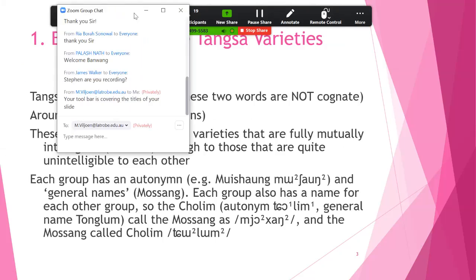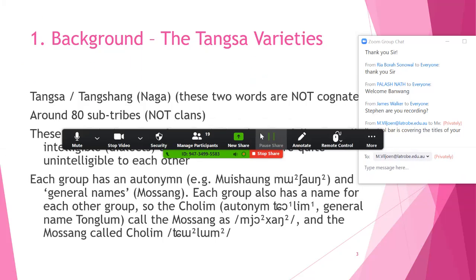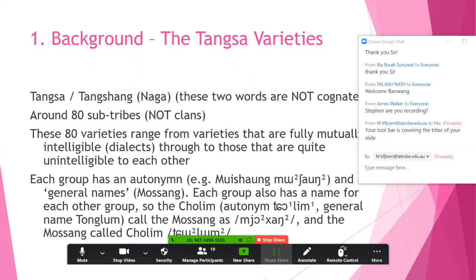Yes, my toolbar is covering the title of the slides. I'll try and get rid of it down to the bottom. Is that better?